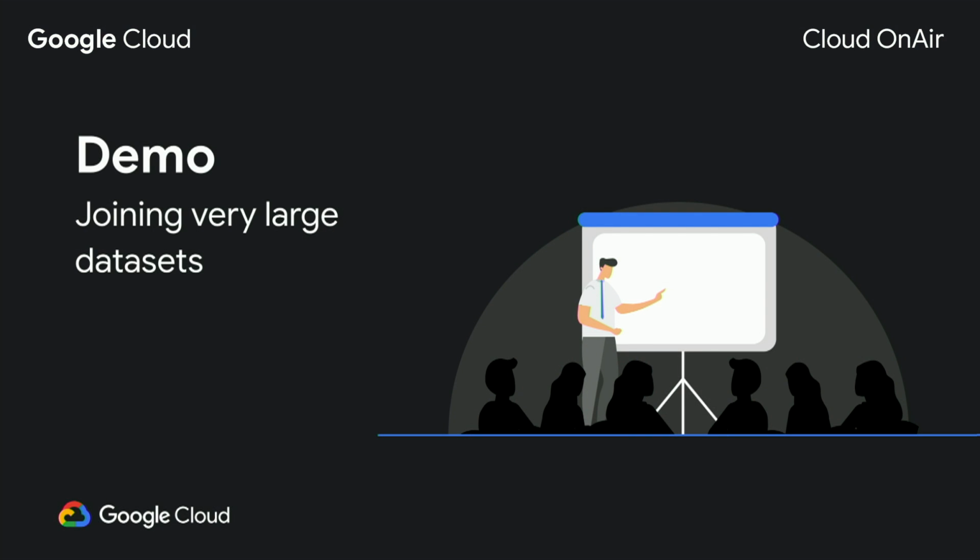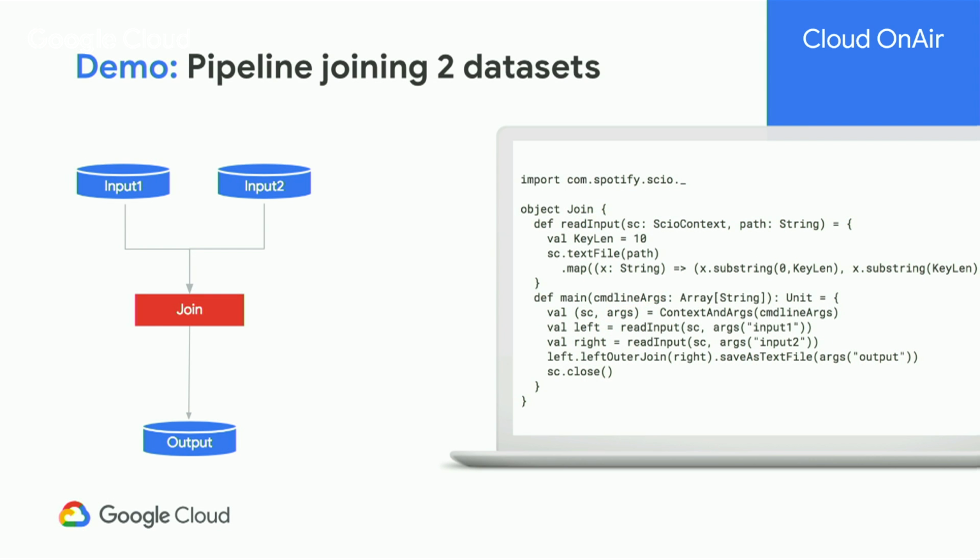So at this point, I wanted to show you a demo in which I will quickly join two data sets. They're pretty large data sets. In total, they constitute 100 terabytes worth of data. My pipeline is relatively simple. I have two inputs. They are GCS buckets.